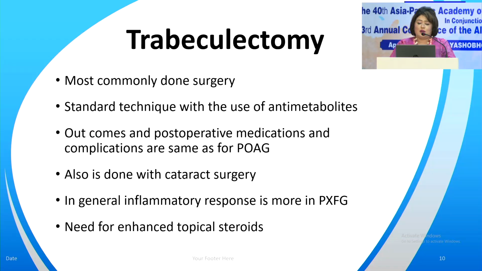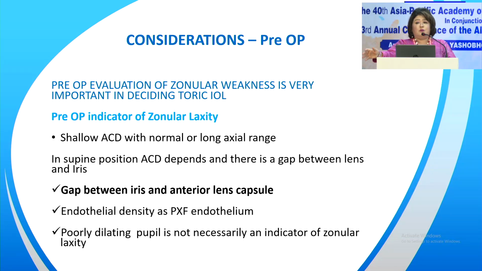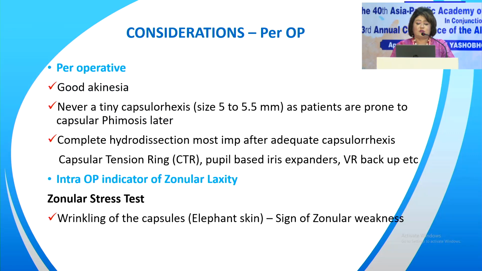Trab is a very commonly done surgery, but before implanting toric IOL with Phaco Trab, there are certain pre-op evaluations of zonular weakness, which is very important, like shallow ACD, and in supine position ACD depends. And the most important thing is when you do slit lamp examination, there is a gap between lens and iris. Poorly dilating pupil is not necessarily an indicator of zonular dialysis.